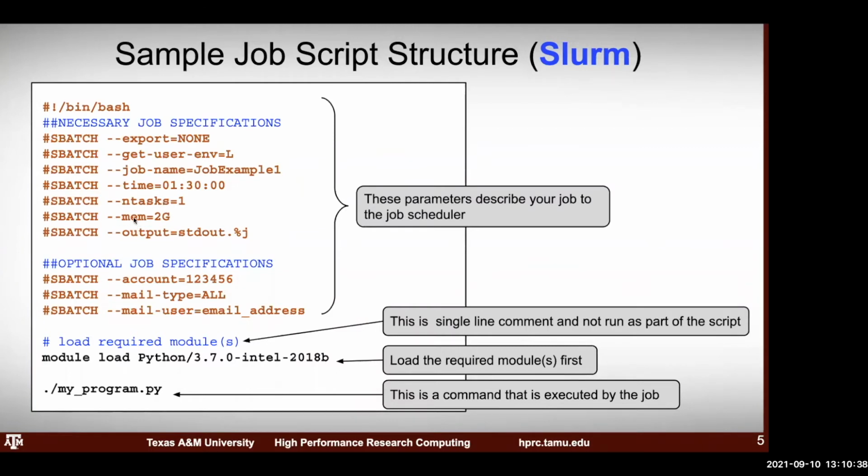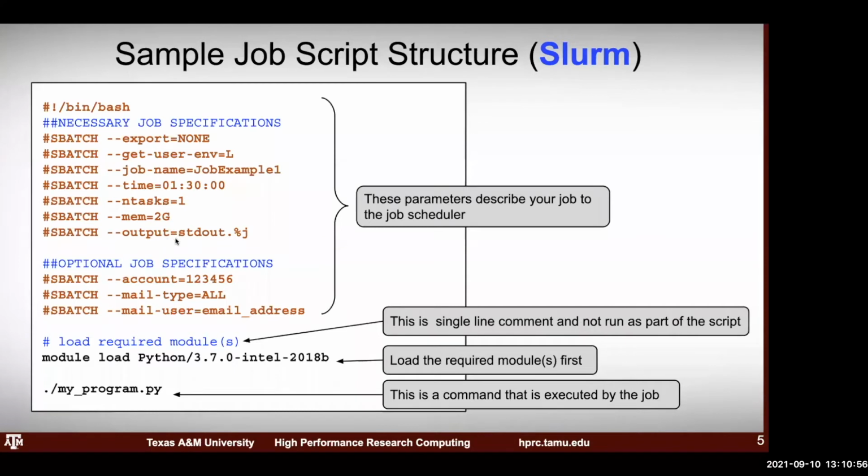Beneath that you see mem equals 2G. This says I want to reserve 2 gigabytes of memory for this job, and this value right here is specified per node. So this says 2 gigabytes of memory per node.